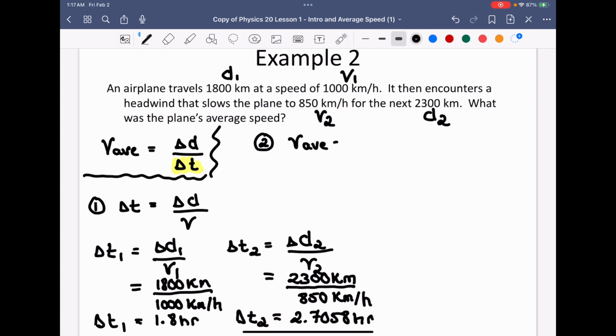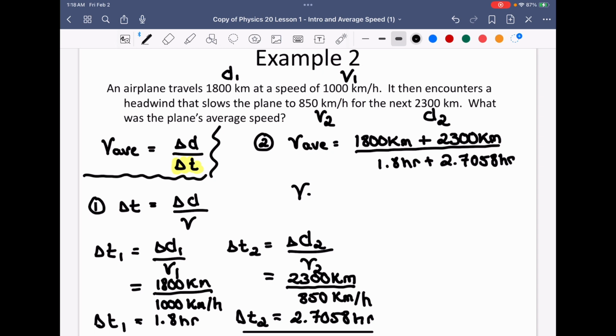V average is equal to the two distances together, so 1,800 kilometers plus the other distance, which is 3,200 kilometers, divided by the total time for both of these. So 1.8 hours plus 2.7058 hours. When I do this calculation, I get an average speed of 910 kilometers per hour.